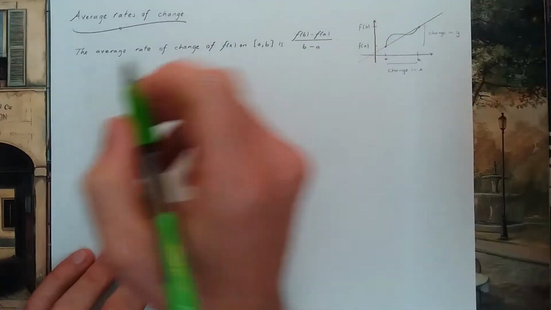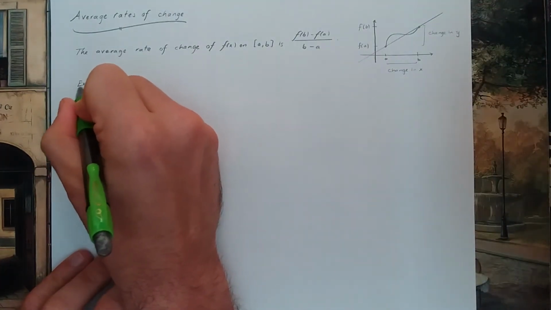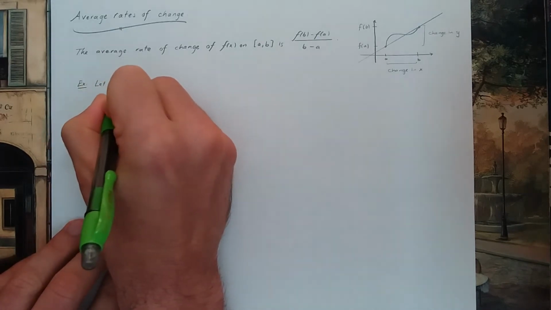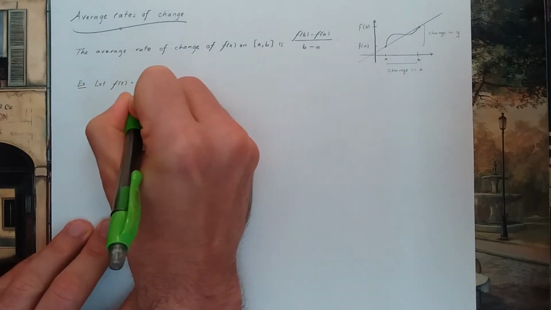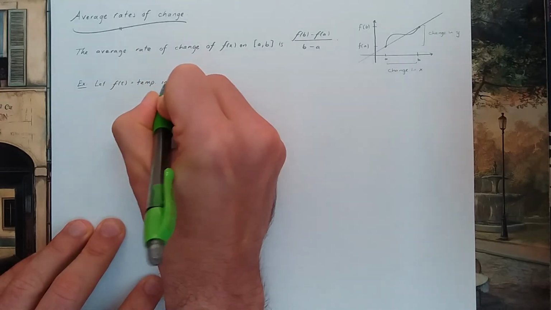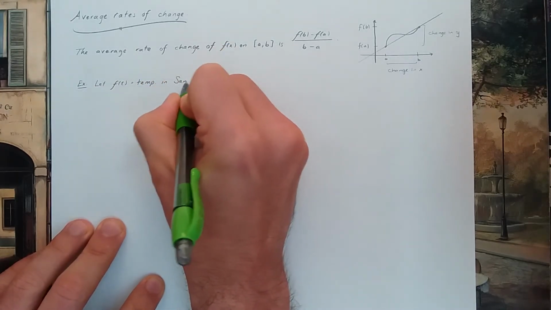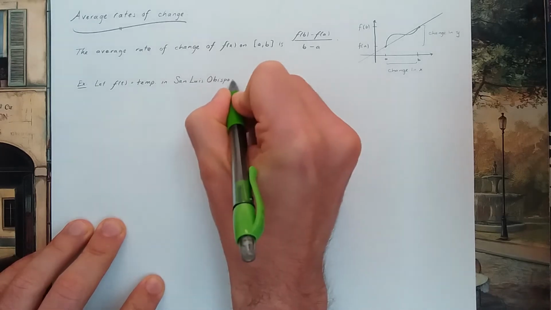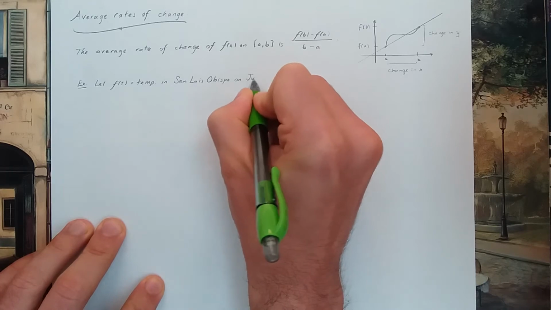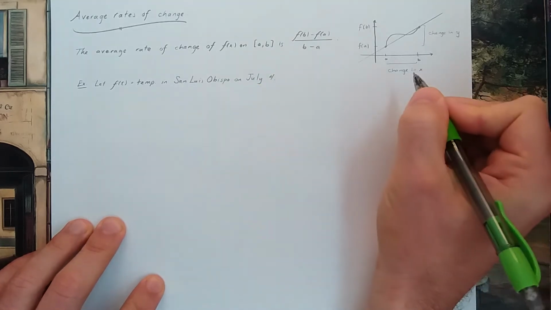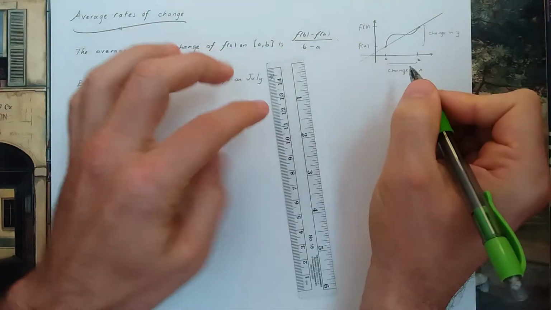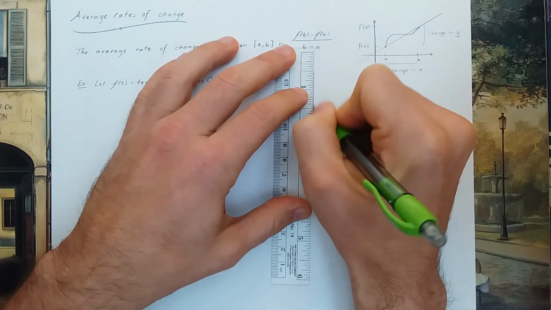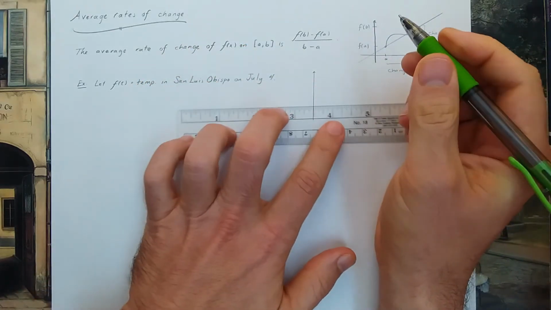Let's see a concrete example. Let's do this function. So let f of t be the temperature in San Luis Obispo on July 4th. So I'm going to make this temperature up, but let's say this graph gives you the temperature in San Luis Obispo on July 4th.